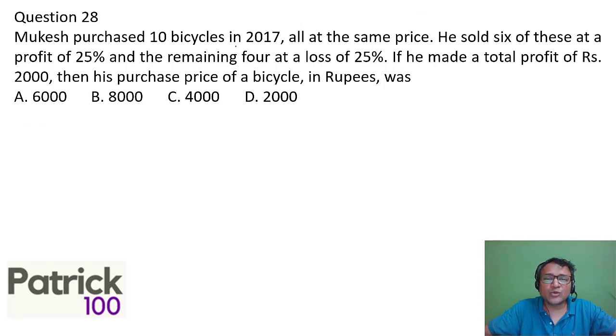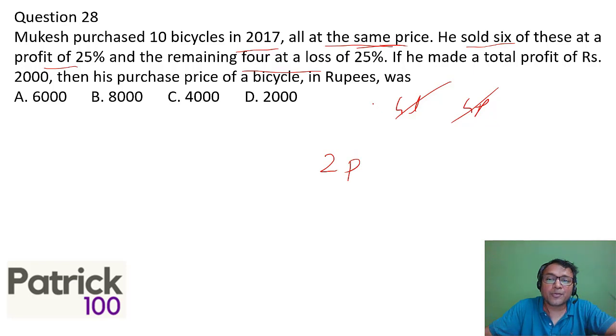Mukesh purchased 10. This you can do orally. 10 bicycles in 2017, all at the same price. Sold 6 bicycles at a profit of 25% and 4 at a loss of 25%. So 4 loss and 4 profit will cancel each other, right? Because the cost price is the same. So that means we are selling 2 at a profit, and the profit that comes is 2000 rupees.